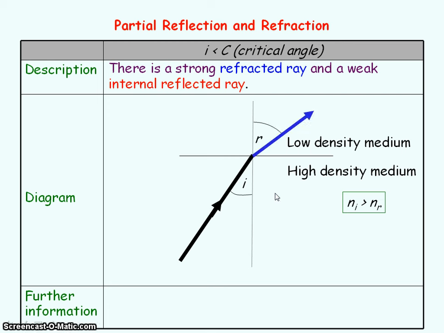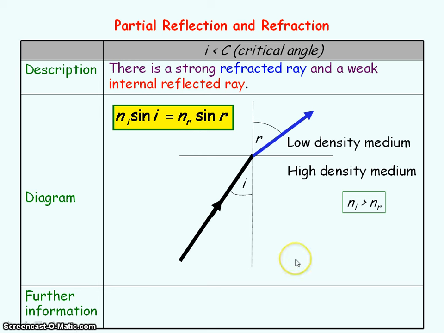So most of the light will be refracted, but some of the light will be internally reflected. The refracted ray will be bent away from the normal, and Snell's law will be obeyed, and the internally reflected ray will have an angle of reflection that equals the angle of incidence.